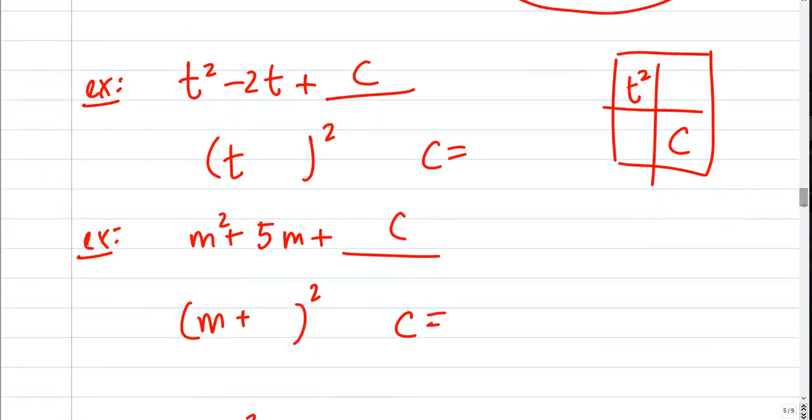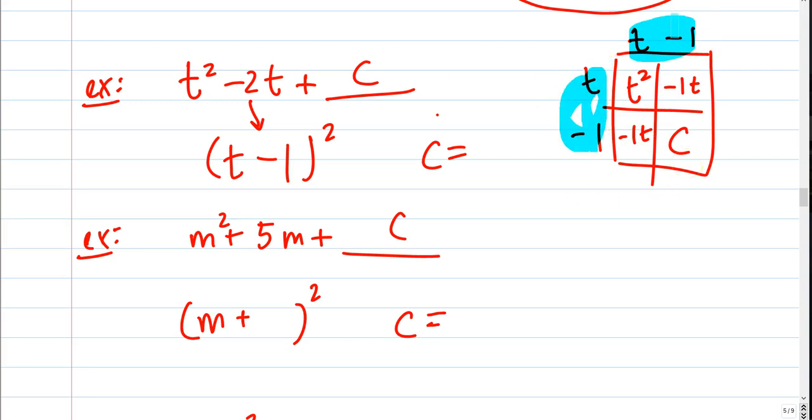Same with this one, t squared minus 2t plus c. What is the c? Well, I always say, what's the group? It's that b term cut in half, so it's minus 1. Basically what we did is split this into negative 1t, negative 1t. We figured out that t times t is t squared, and that t times negative 1 gives me negative 1t, twice. That's what we just figured out: t minus 1 squared.